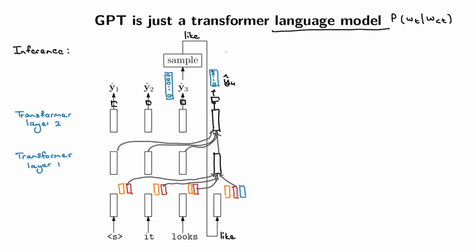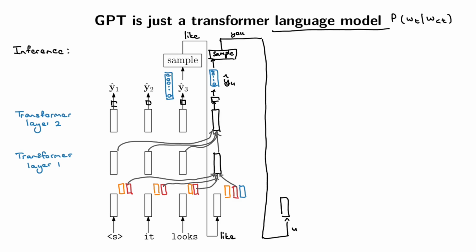Then from that vector, we pass it into a sample block, and we take the output word, let's say it's the word "you", and that's the word that we then feed into the next time step. Pretend that those lines are straight. So we take "you", and again we calculate key, value, and query, and we continue in this way.